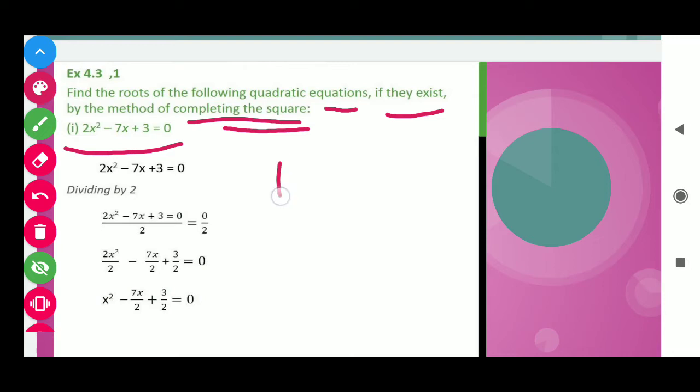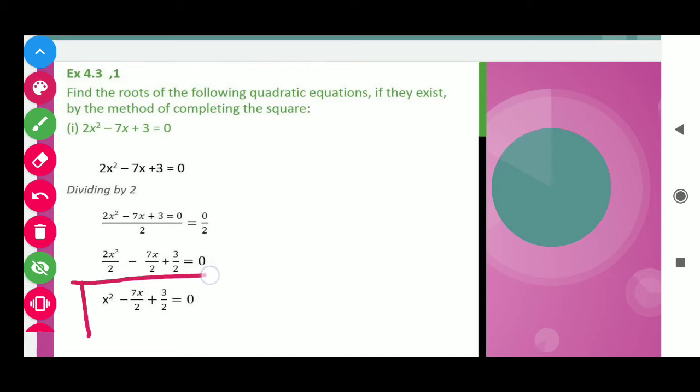So students, first step is make the coefficient of x squared unity. For that you have to divide the complete equation by 2 because coefficient of x squared is 2. In this way you will get 2x squared over 2 minus 7x over 2 plus 3 over 2 is equal to 0. In this way we get x squared minus 7x over 2 plus 3 over 2 is equal to 0. So students, आप देख सकते हैं यहाँ पर हमने x squared का coefficient क्या बना दिया है, unity. Unity means 1.